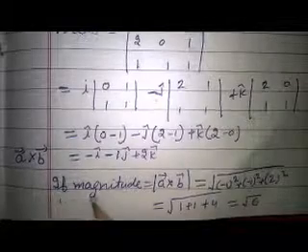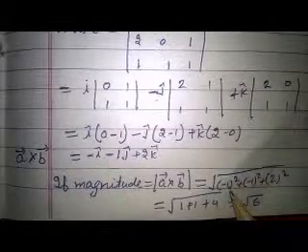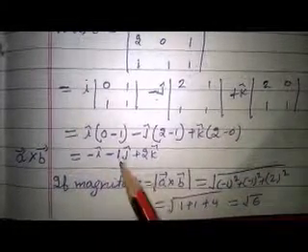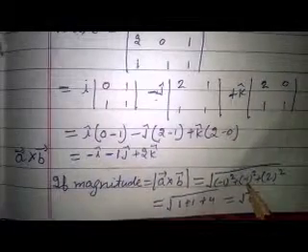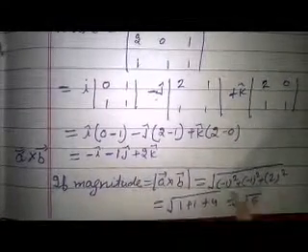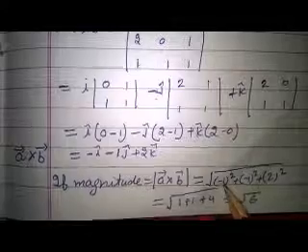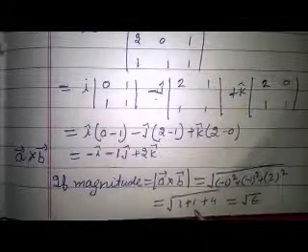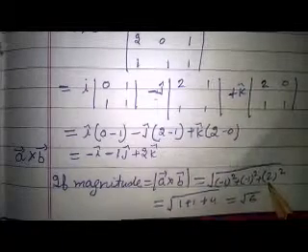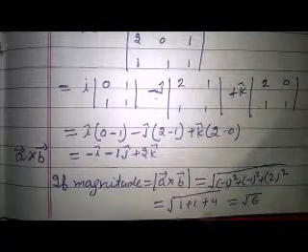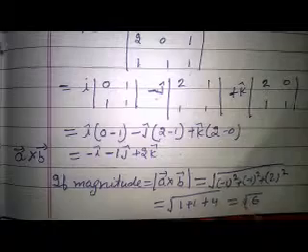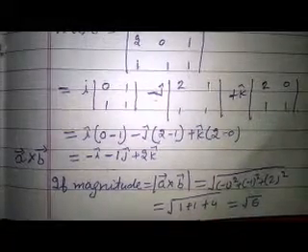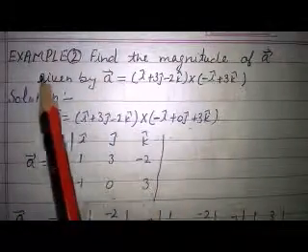Now if we find the magnitude of this vector, then it is equal to the square root of the square of the coefficient of i cap plus the square of the coefficient of j cap plus the square of the coefficient of k cap. On squaring minus 1 we get 1, on squaring minus 1 again we get 1, and on squaring 2 we get 4. On solving this we get under root 6. Students, now we are doing another example.